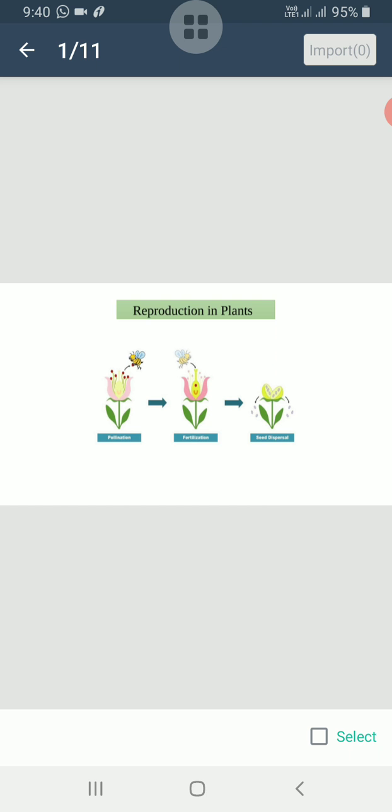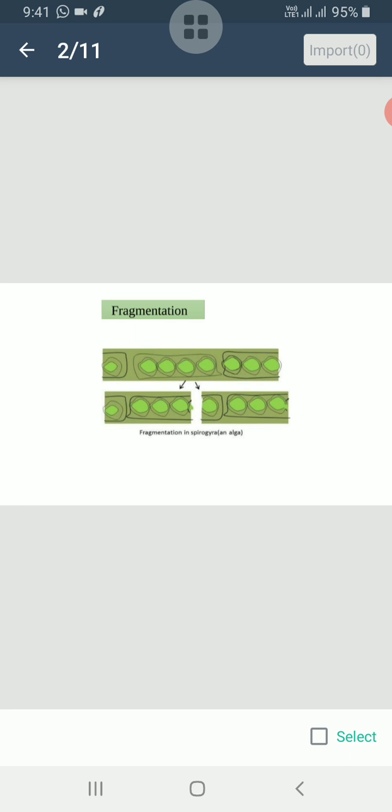In sexual reproduction, two parents, one male and one female, are involved. The offspring are not exact copies of either parent. In plants, sexual reproduction occurs by the formation of seeds. There are many forms of asexual reproduction in plants. Some of these are fragmentation, budding, and spore formation.